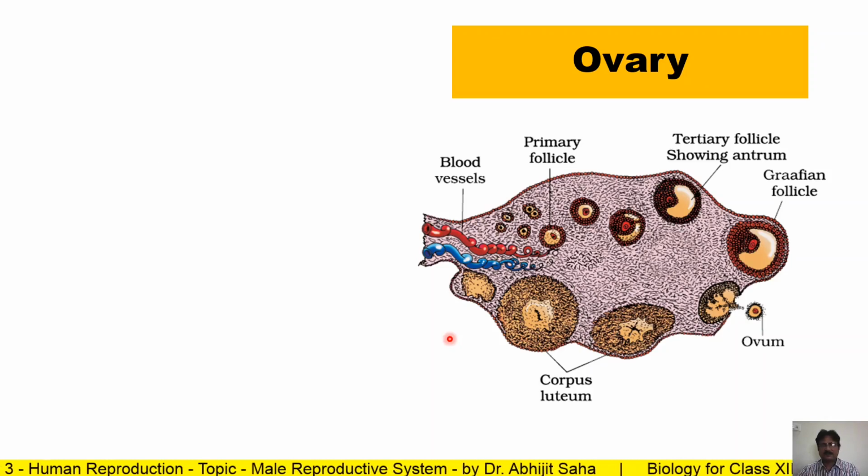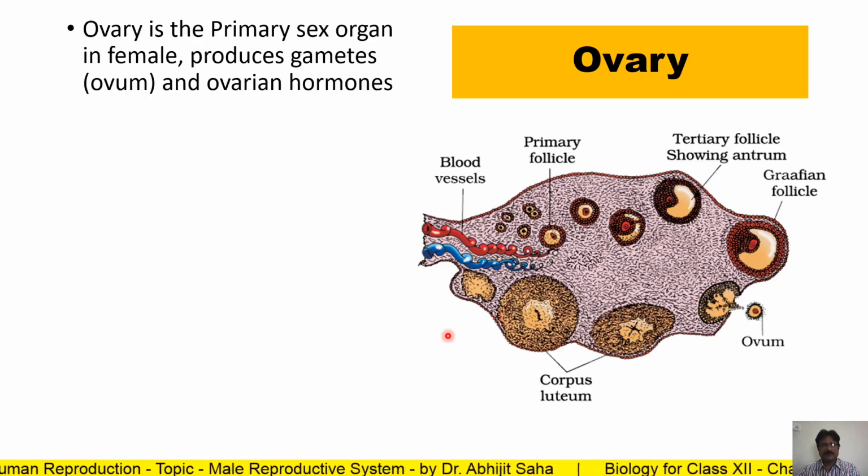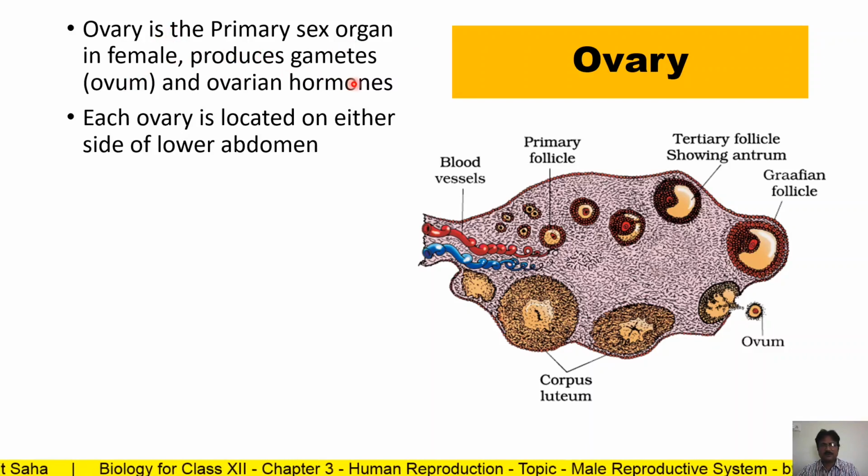Start with the ovary. Ovary is the primary sex organ. By this time you are aware of what the primary sex organ is. These organs produce both the gametes and the hormones. So here the ovary is the primary sex organ. It produces the gametes called ovum and the ovarian hormones.